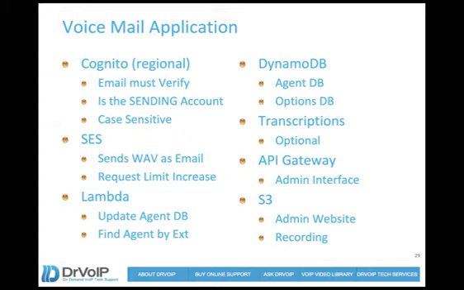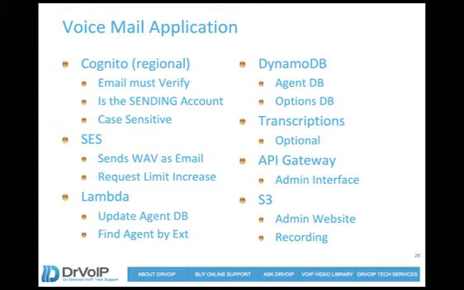So there's a Lambda function for some of the delivery options, and Lambda functions for finding the agent by extension. You need to remember to add that Lambda function in contact flows in your Connect instance. There are DynamoDB tables that contain the agent database as well as the delivery options, transcriptions. The connectivity is set up.